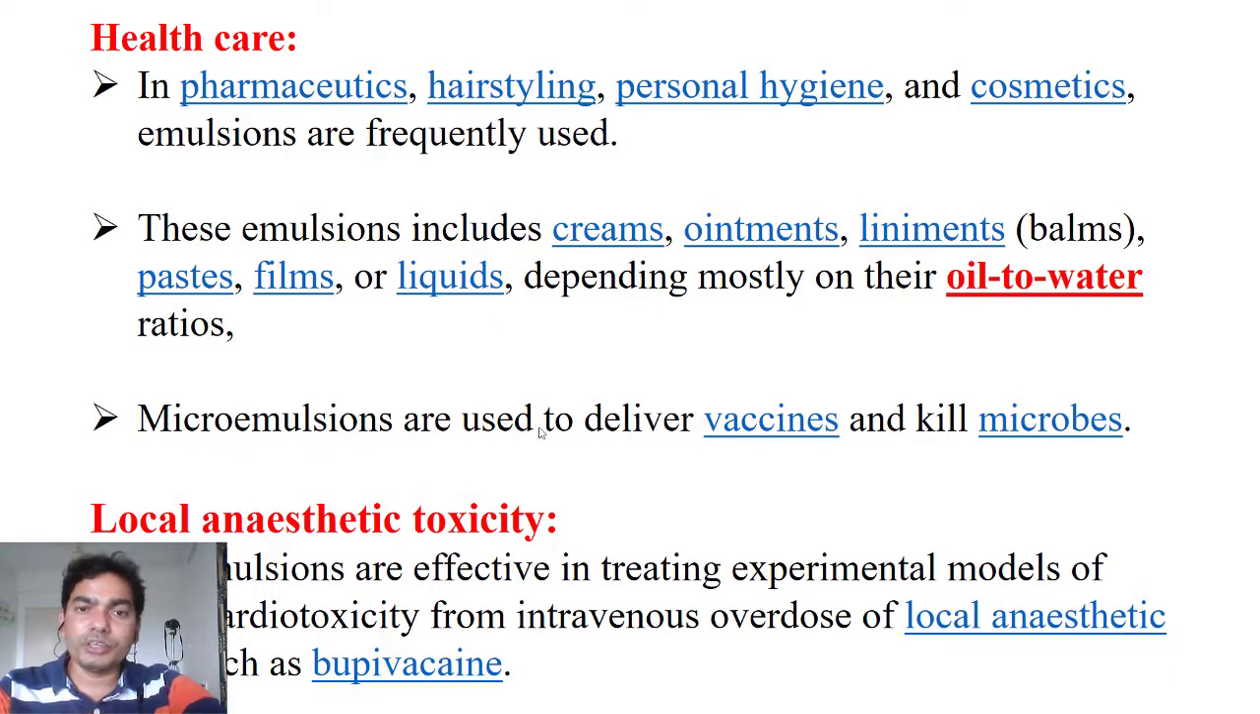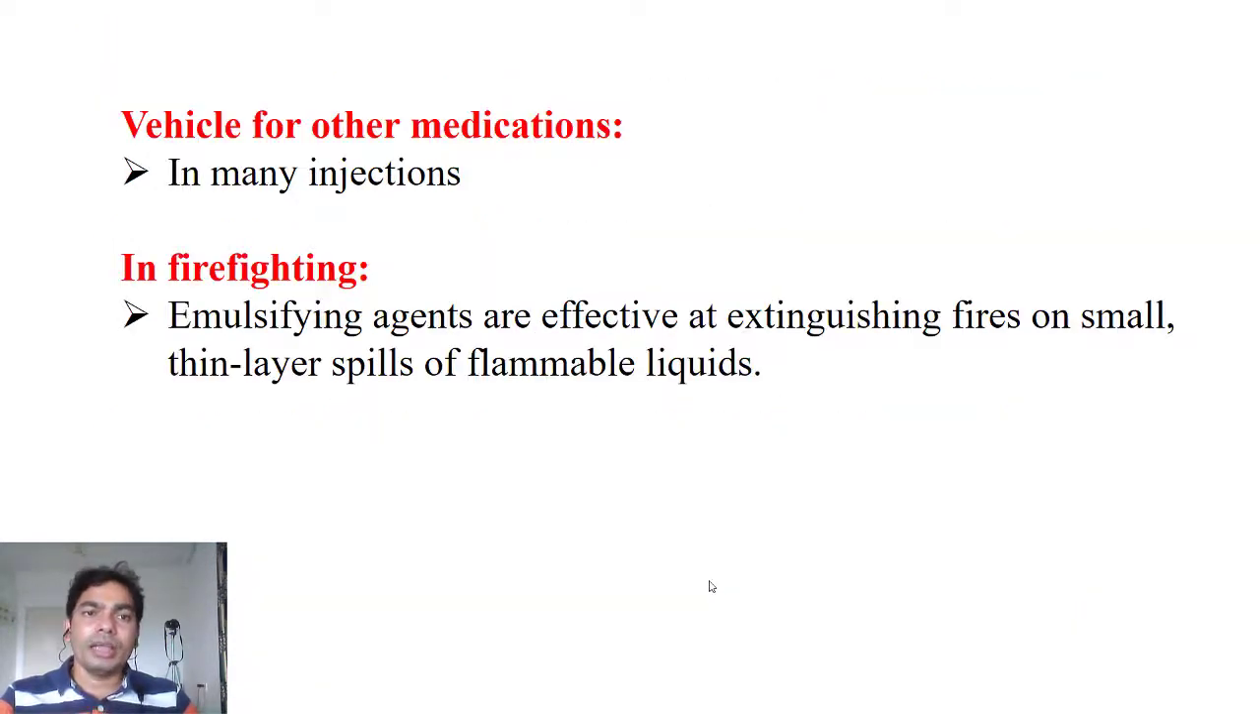Microemulsions are used to deliver vaccines. This is again a very fine emulsion, called microemulsions, used in vaccine delivery, and they kill microbes. Local anesthetic toxicity: lipid emulsions are effective in treating experimental models of severe cardiotoxicity from intravenous overdose of local anesthetic drugs such as bupivacaine. Right, so local anesthetic toxicity we can also directly treat through this. And vehicle for other medications in many injections.